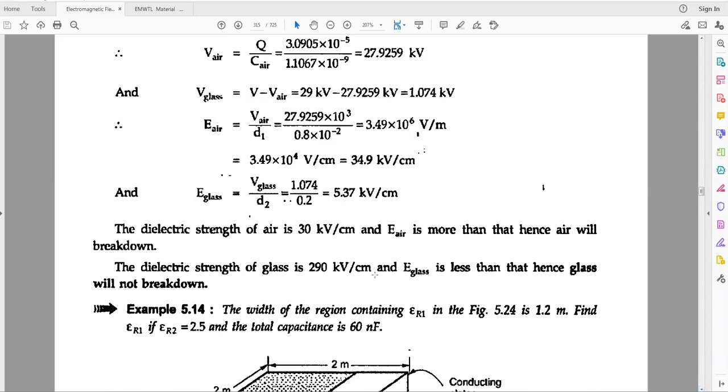The dielectric strength of air is 30 kilovolts per centimeter, and E air is more than that, hence the air will break down. The dielectric strength of glass is 290 kilovolts per centimeter, and E glass is less than that, hence the glass will not break down. If it is more than, it will break down. If it is less than, there is no breakdown of the glass.